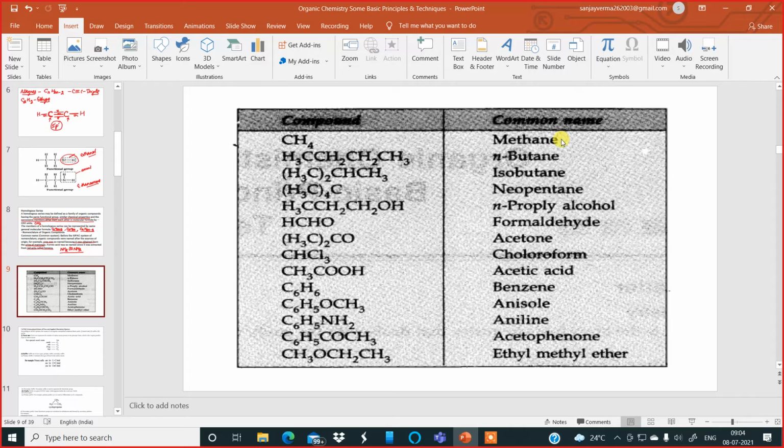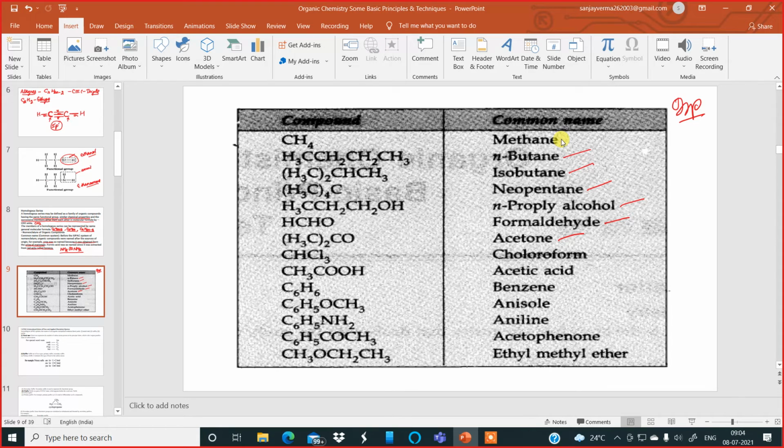The second one, CH3CH2CH2CH3, is called normal butane. The third one, there is branching now. It is called isobutane. The fourth one, there are two branchings. It is called neopentane. Then we have n-propyl alcohol, normal propyl alcohol. Then we have formaldehyde. These are all common names. So I want you all to learn this chart, the common name chart.